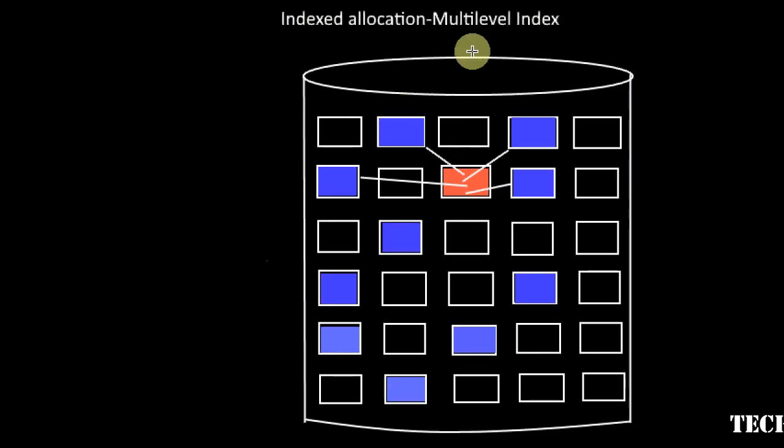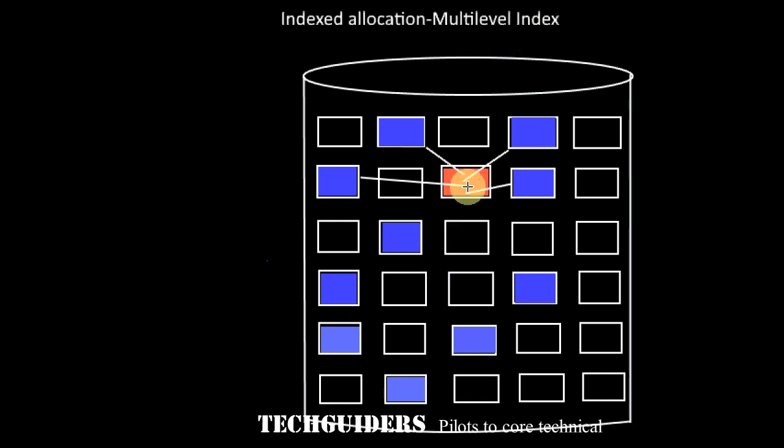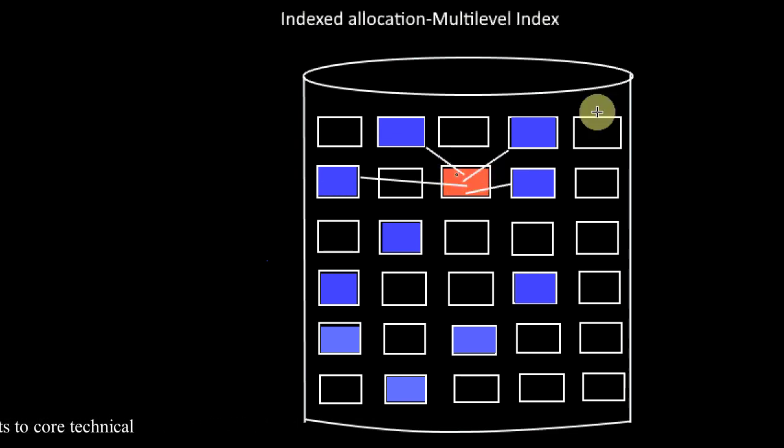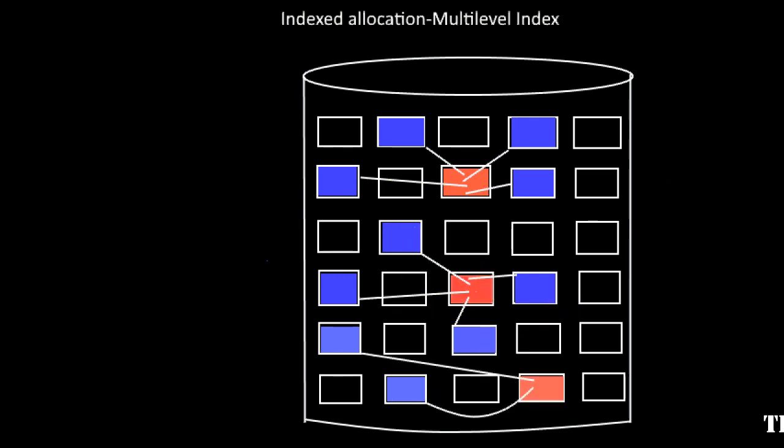So another method of implementation is by using multi-level index. Here also assume that one index block can hold 4 pointers. In this case, we have one index block which can hold the pointers to the first 4 disk blocks of the file. Then again we use one more index block to hold the pointers to the next 4 disk blocks of the file. And we use one more index block to hold the remaining 2 disk block pointers.